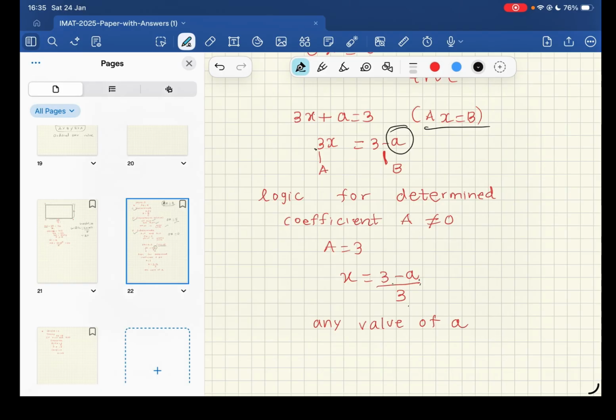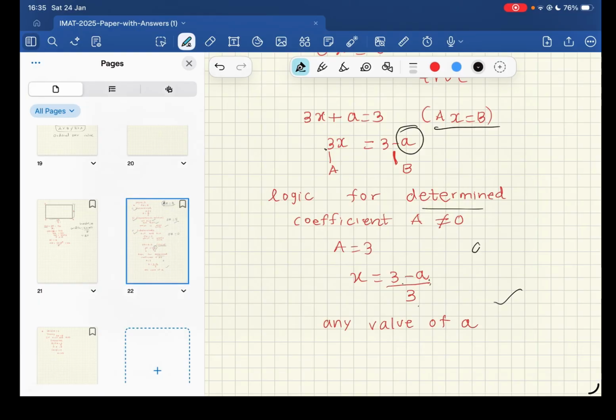Why? Because if a is equal to 0, 3 divided by 3 is 1. If a is equal to 10, 3 minus 10 is minus 7 by 3. If a is equal to 1000, 1 crore, whatever it is, there is still exactly one solution. So if the coefficient is not equal to 0, there will be a unique solution. Therefore the equation is determinate for any value of a. It's very important that you understand the word determinate.